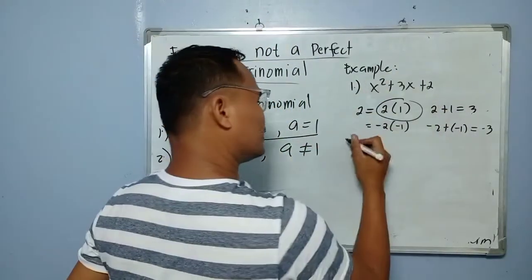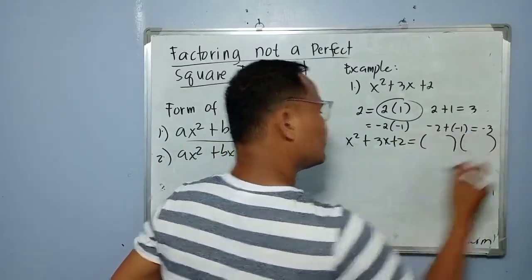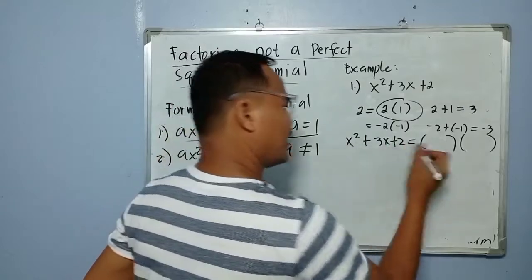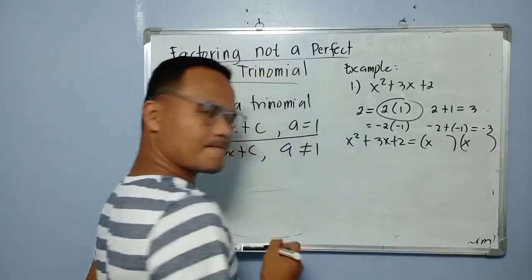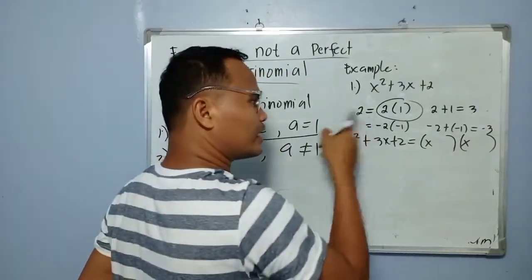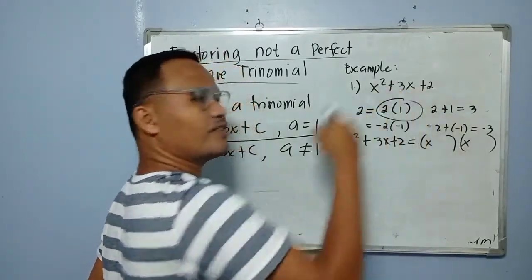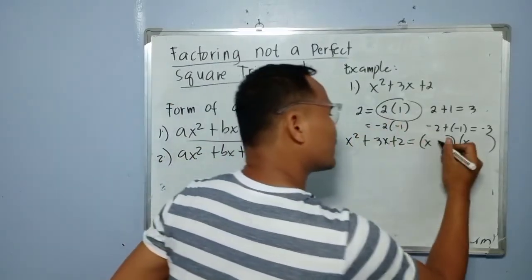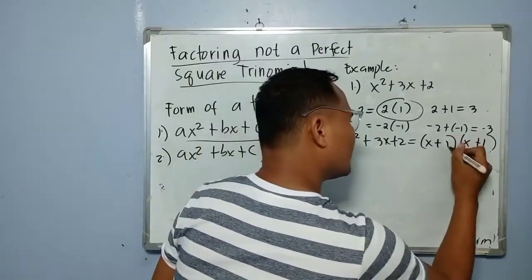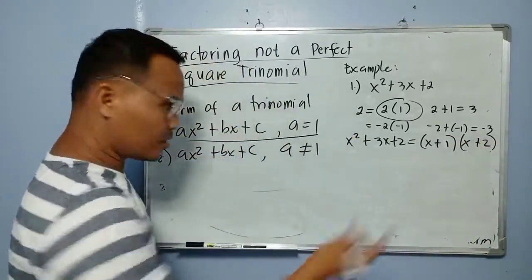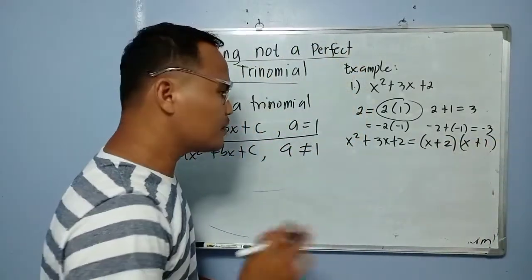So if we're to factor x squared plus 3x plus 2, just create two pairs of parentheses, then factor out x squared. The factors of x squared are x times x. Okay? Then select the factors of the third term, where the product is the third term and the sum is the coefficient of the middle term. So we have here 2 and 1. Positive 2, positive 1. Or it could be positive 1, positive 2. It's also correct. It doesn't matter.